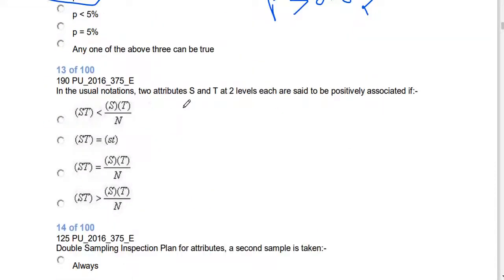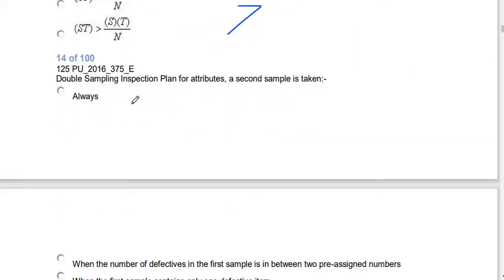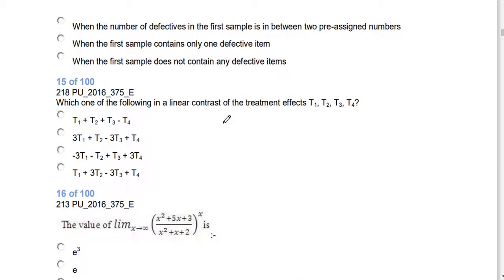The usual notations: two attributes s and t at two levels, each set to positive, so this is the positive relation. When we have equal to, then we have independence. When you have greater than, that is negative. Double sampling inspection plan for attributes: the second sample is taken always. You can do these three questions yourself.